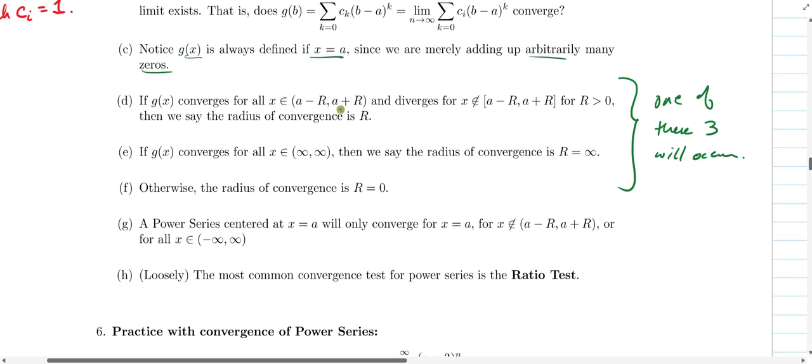And if it's not a fixed radius r, or the radius isn't infinity, then the radius of convergence is 0. So it will always be one of these three. These types of power series are absolutely useless. They don't in any way convey any information for us to use.